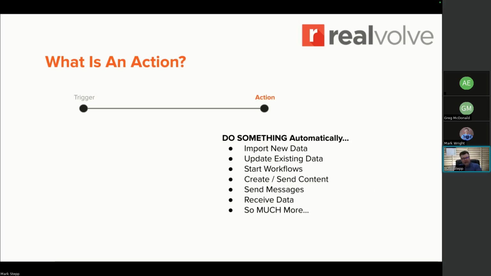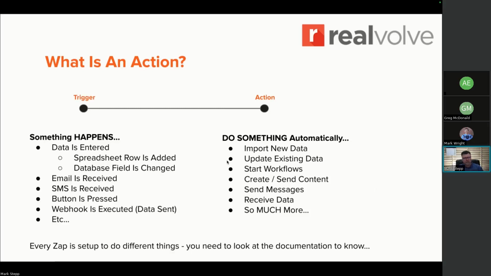The other thing that Zapier does is it acts as an action. It can actually do something automatically. It can import data. It can update existing data. It can start workflows, create content, send content. There's lots of things, lots of actions that can happen. So something triggers, something performs, basically. So something happens and you do something automatically.